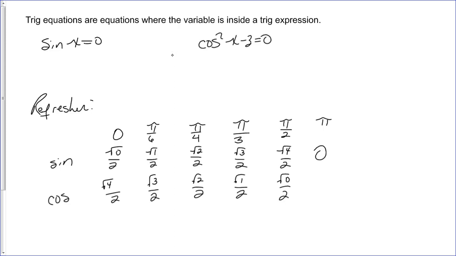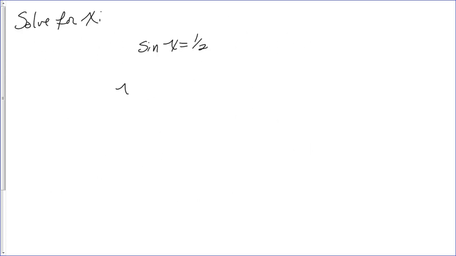Let's solve for x. Okay. We have the sine of x equals 1 over 2. Okay. So what we need to do is we need to go back to that chart, which is right here, and find out where the sine equals 1/2. If you look, the sine equals 1/2 at pi over 6. Okay, so the answer for x is pi over 6.